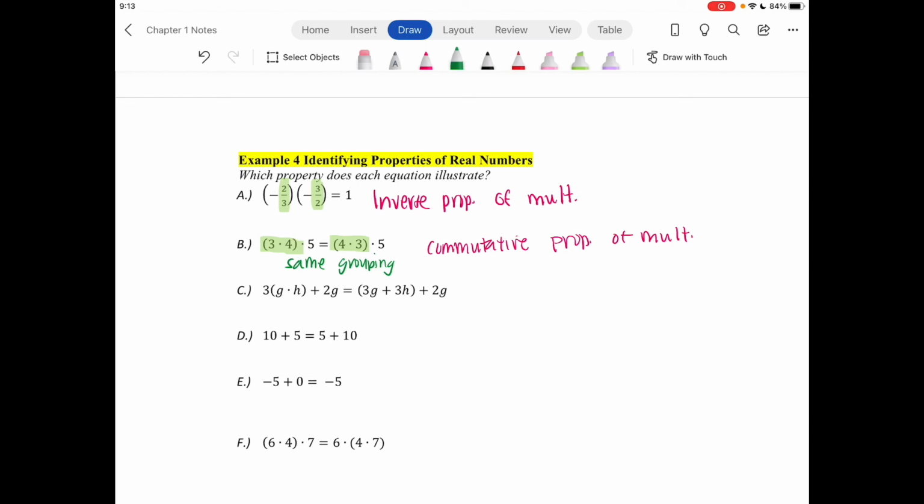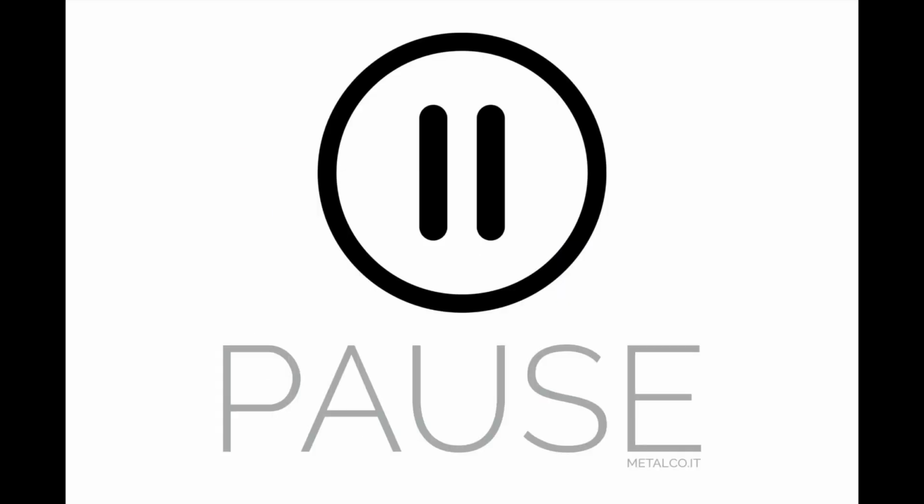Next one, we have a 3 outside of our parentheses, and then all of a sudden it's inside with both variables. Therefore, we have the distributive property. Go ahead and try the next 3 on your own.